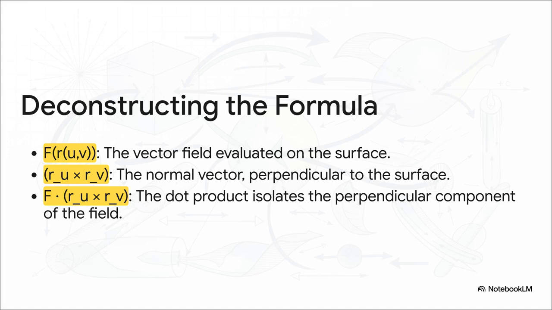First, this F of r of u part, that's just us plugging our surface into the vector field. Simple enough. Now this next piece, the cross product r_u cross r_v, this is the magic ingredient. This gives us the normal vector, a vector that points straight out, perpendicular to the surface at every single point. Finally, we take the dot product. The dot product is a fantastic tool that tells us how much one vector is pointing in the same direction as another. So when we do F dot the normal vector, it perfectly isolates just the component of the flow that's going straight through the surface.